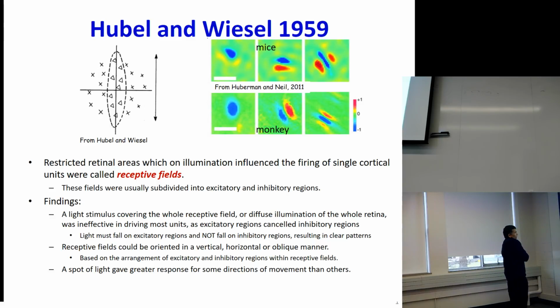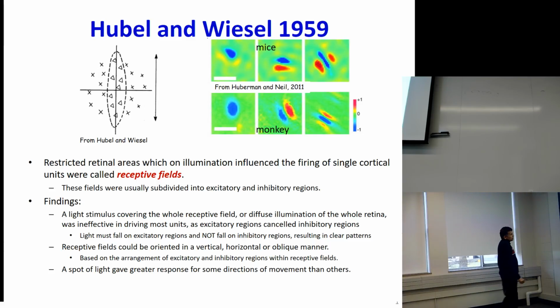So they found that a light stimulus covering the entire receptive field, or diffuse illumination of the whole retina, was ineffective in driving most units. Lights must fall on excitatory regions and not fall on inhibitory regions. That is the only condition under which the neuron fired. And they found that each neuron responded to a specific pattern of light. So they call the specific pattern of light to which the neuron responded the receptive field of the neuron.